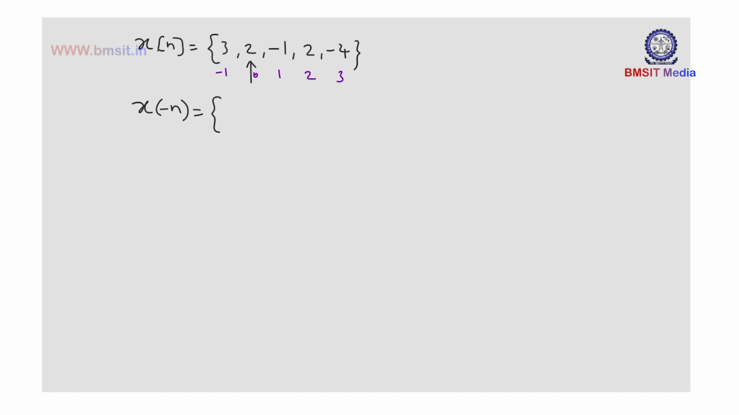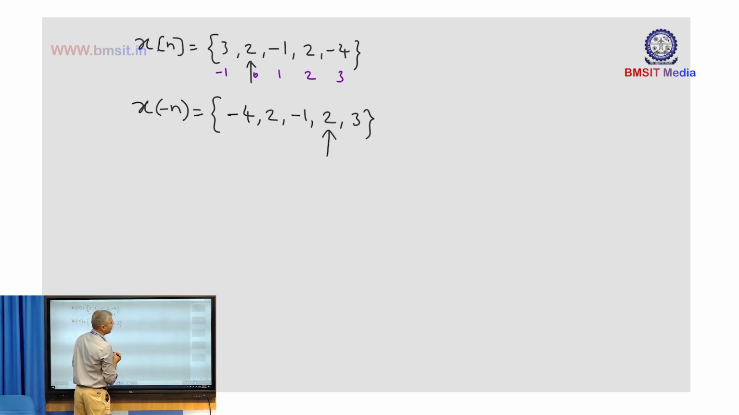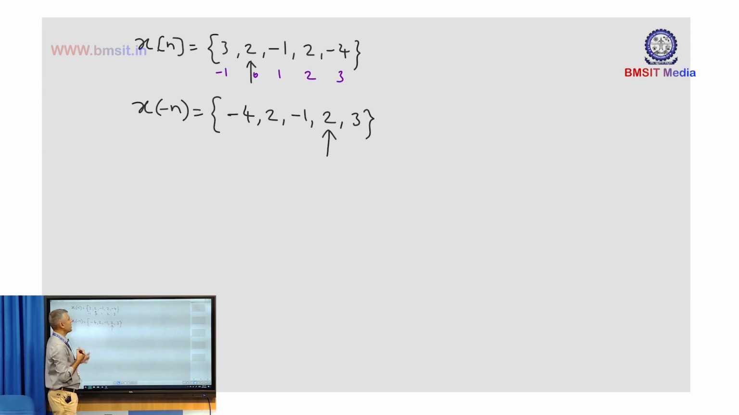So the whole signal will now be folded, or reversed. This is the signal. And where is the origin? The origin is at location 2. So these two signals are now to be added. I want you to understand the addition of signals with special attention to the position of the signal.